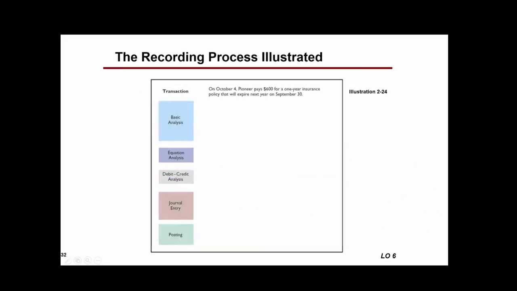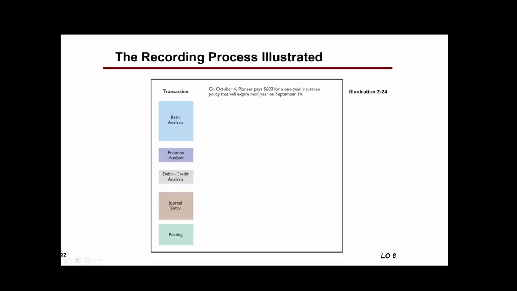Okay? So on October 4th, Pioneer pays $600 for a 1-year insurance policy that will expire next year on September 30th. This is the opposite story. This is the opposite of unearned revenue. The company paid something in advance, but are they going to use it now or are they going to use it in the future?